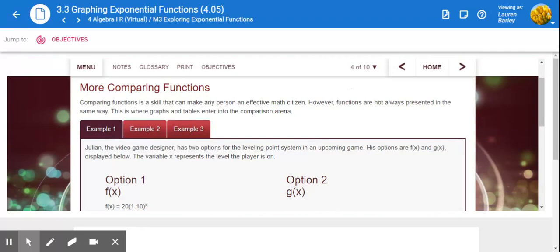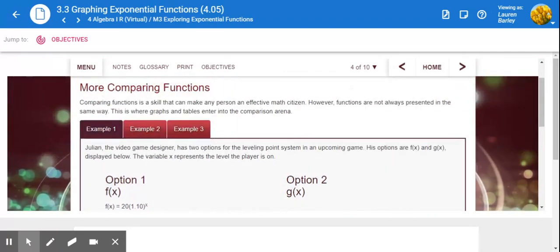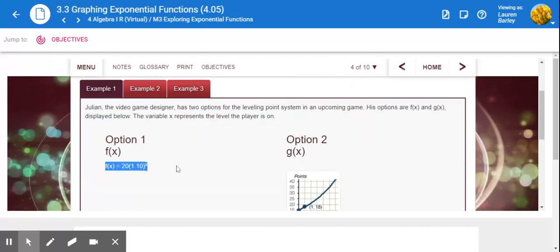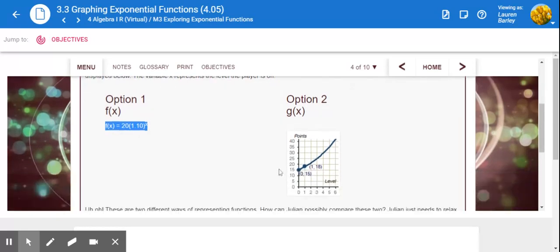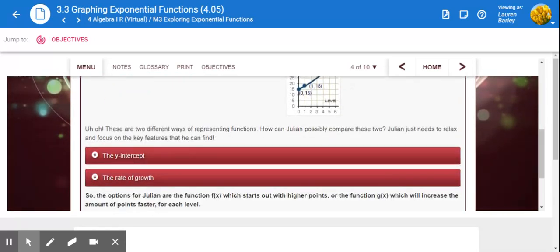Here's another example of some more comparing functions. Julian is a video game designer. He has 2 options for leveling point system in the upcoming game. His options are f of x, which they give us the equation for, and g of x, which they give us the graph for. Oh no, there's 2 different ways of representing the function. How are we going to compare them?